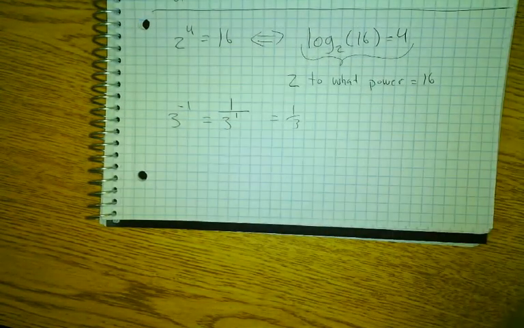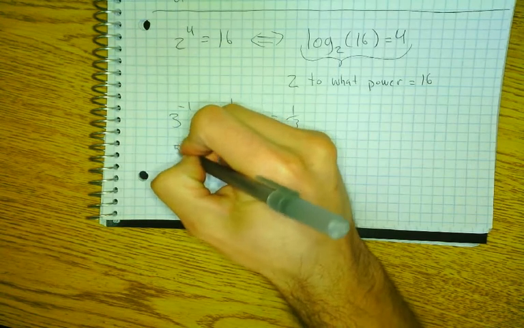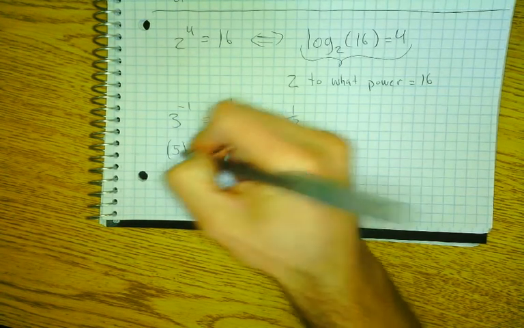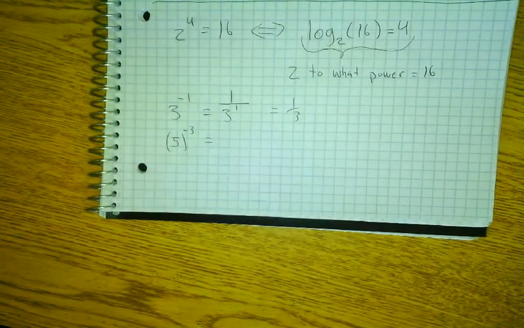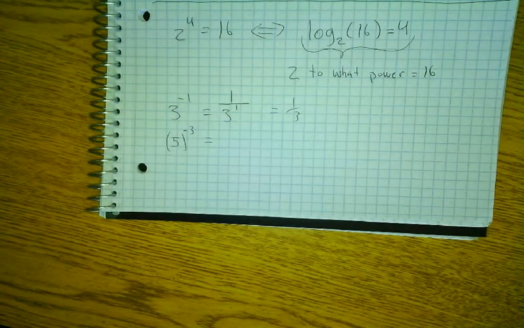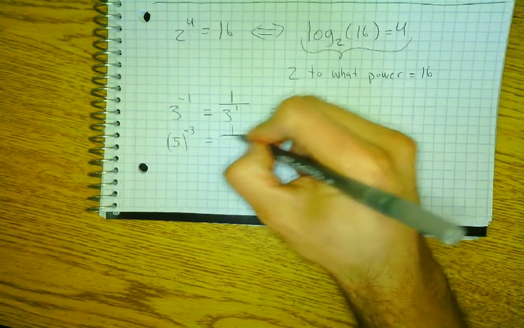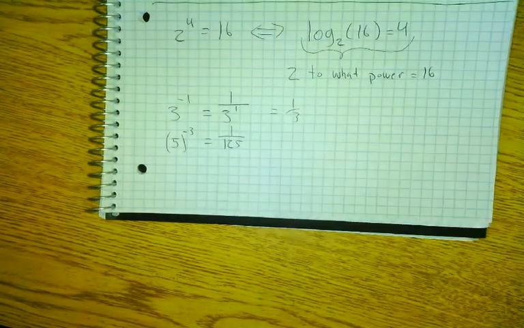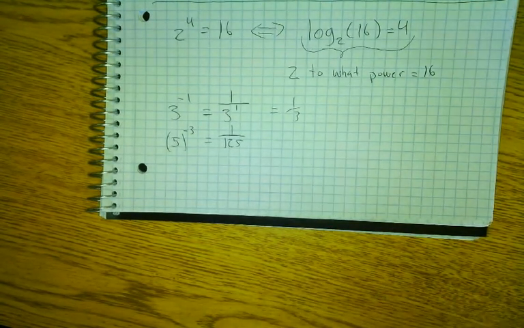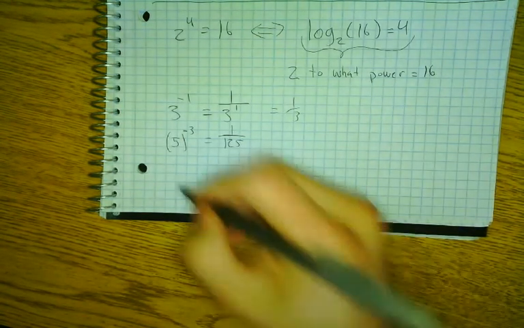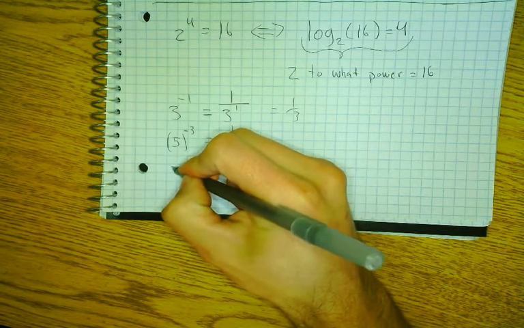Let's say I give you 5 to the power of negative 3 then. What would that mean? 1 divided by 125. Are we good? Yes? Okay. This is going to be a little bit outside of this specific lesson today, but just in case, I want to make sure we know this.